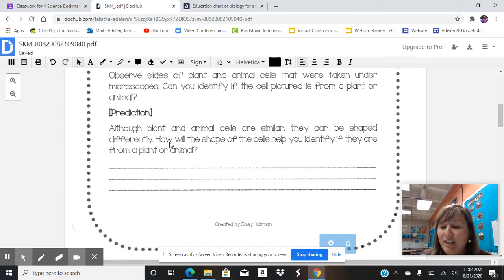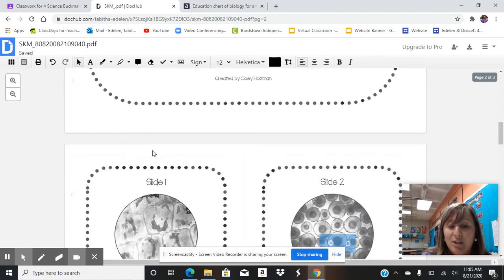Last question that I want to go over with you guys. Although plant and animal cells are similar, they can be shaped differently. How will the shape of the cells help you identify if they are from a plant or animal? So that's very important, and we've already went over that. If I'm looking at a cell and it's circular, then that cell is going to be an animal cell because of its shape. If I'm looking at a cell and it's more of a rectangular shape, then I know that that cell is a plant cell because it has a cell wall. Remember, that cell wall gives it its structure. So that is the answer to that question.